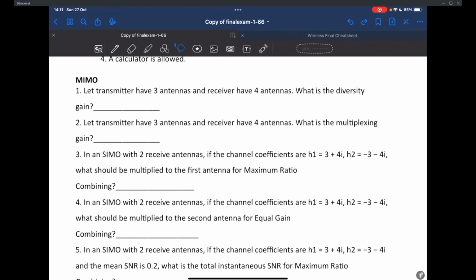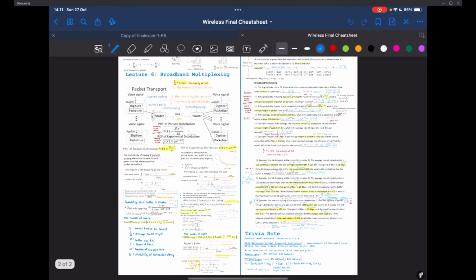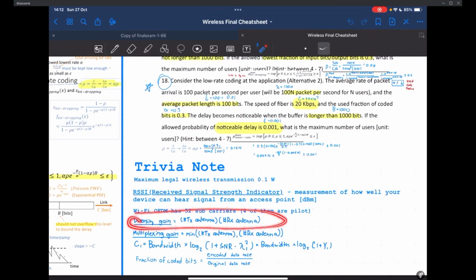So for the wireless final exam, the first question we have to do is find the diversity gain. Diversity gain was from the previous exam, no? You can find it on my cheat sheet. It is over at the bottom here and trivial included here. Diversity gain is the number of transmission antennas times receiving antennas.